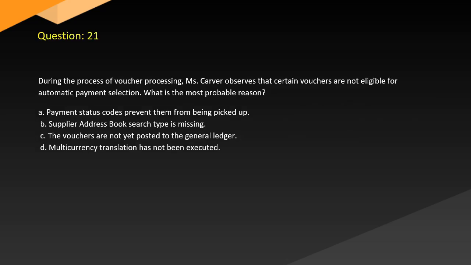Question 21. During the process of voucher processing, ISCAVA observes that certain vouchers are not eligible for automatic payment selection. What is the most probable reason? A. Payment status codes prevent them from being picked up. B. Supplier address book search type is missing. C. The vouchers are not yet posted to the general ledger. D. Multi-currency translation has not been executed.